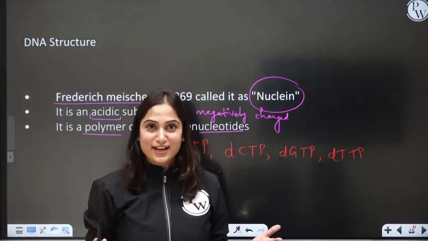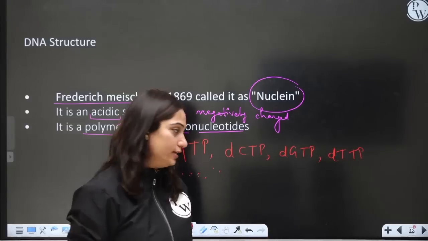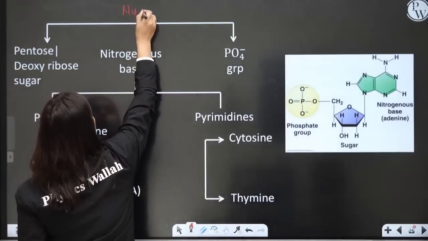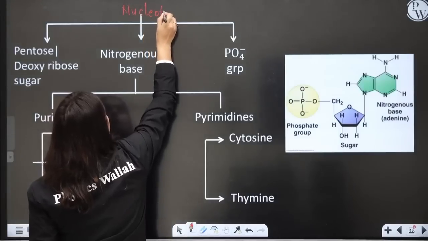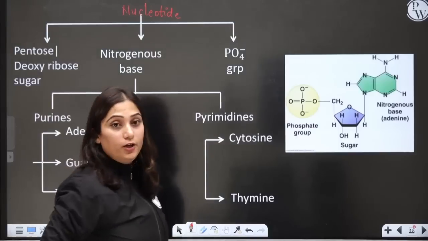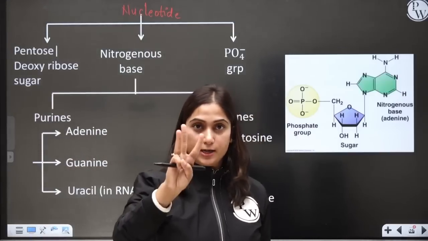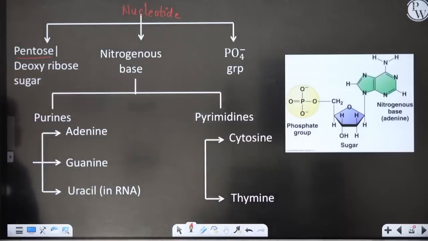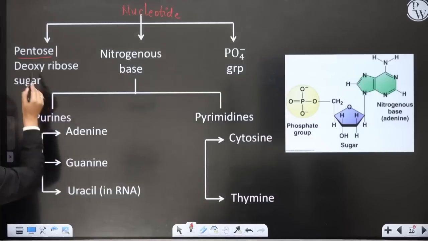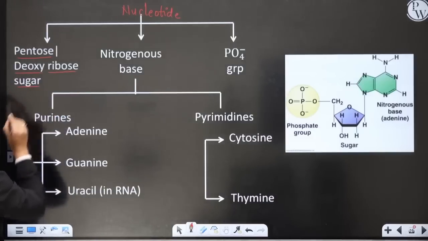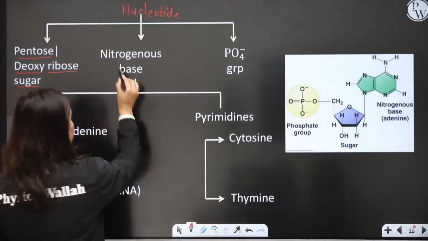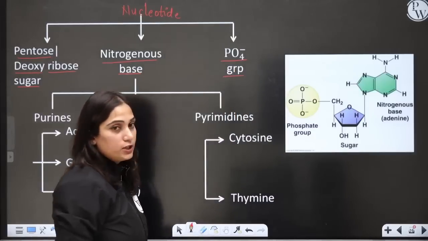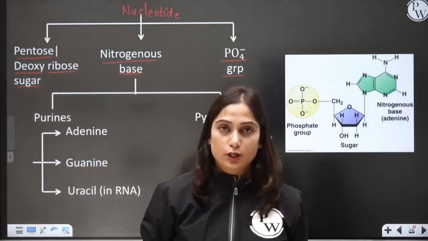So let's understand what is the basic structure of a nucleotide. A nucleotide contains three parts. First, a pentose sugar, and in case of DNA, this pentose sugar is a deoxyribose sugar. Second, it contains a nitrogenous base, and third, it contains a phosphate group. So these are the three constituents of the nucleotide of DNA.